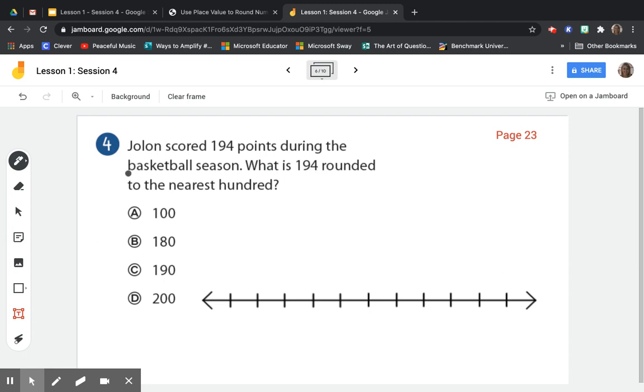So what is this about? Basketball, scoring points, a lot of points. Okay, second read. Yolan scored 194 points during the basketball season. What is 194 rounded to the nearest 100? I'm looking at hundreds. And last read, Yolan scored 194 points during the basketball season. What is 194 rounded to the nearest 100? So I know I'm looking for 194.